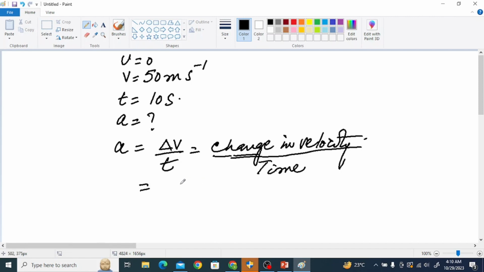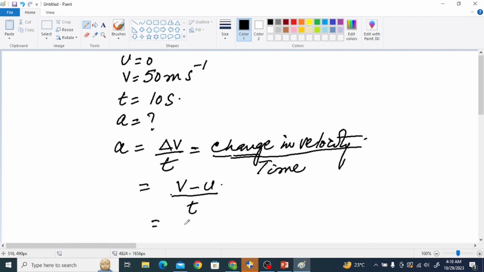Okay, now how do we get the change in velocity? To find the change in velocity, we always have to subtract the initial velocity from the final velocity. The initial velocity is u, and the final velocity is denoted by v, and the time interval is t.